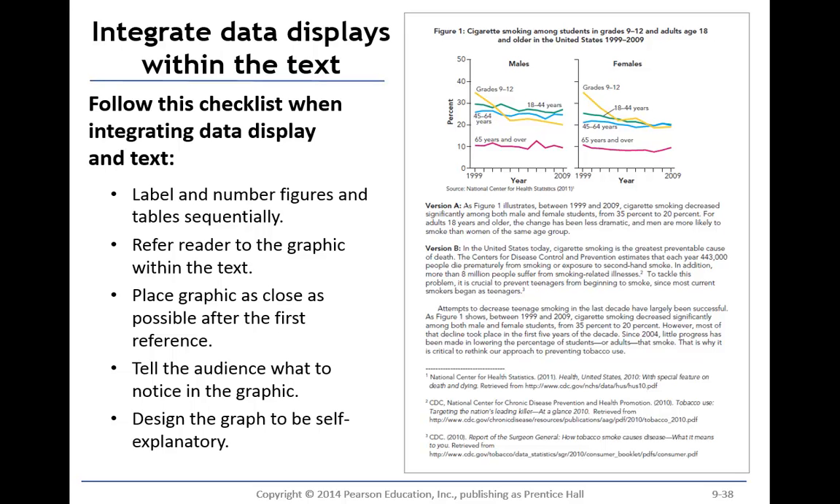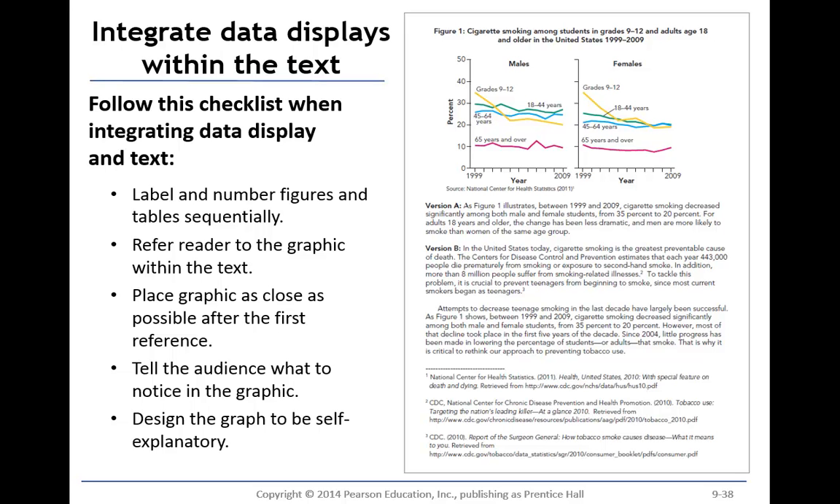Tell the audience what to notice in the graphic. In a data graphic, point out where the important information and trends are, and in a picture or illustration, where they should focus their attention. In a diagram, make sure your audience knows how to read the relationships and answer the questions that accompany the graphic. Design the graph to be self-explanatory.